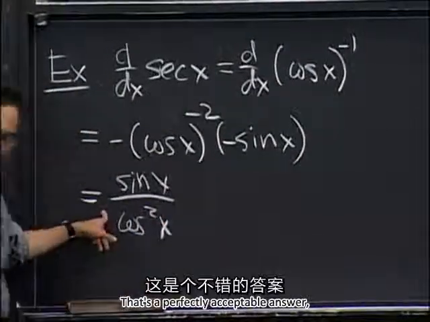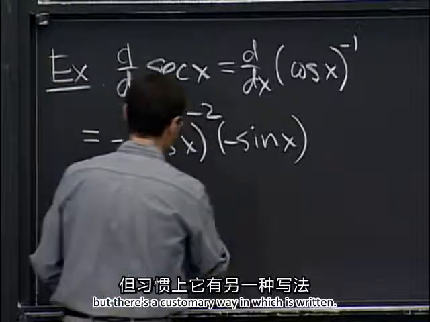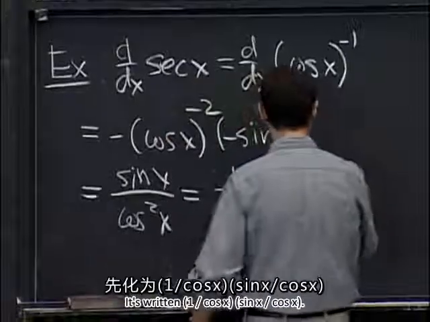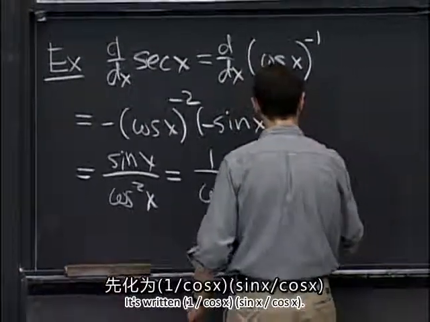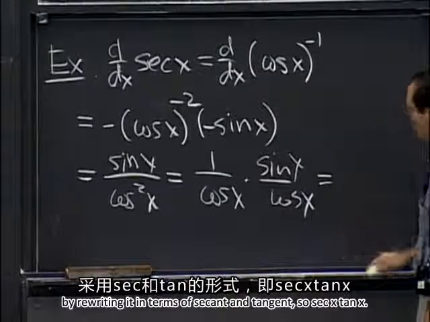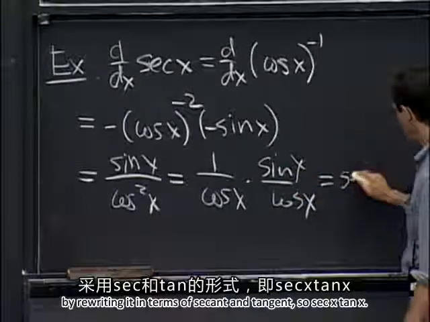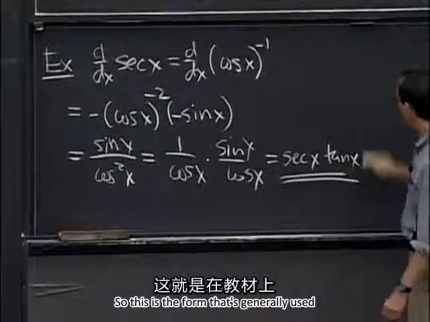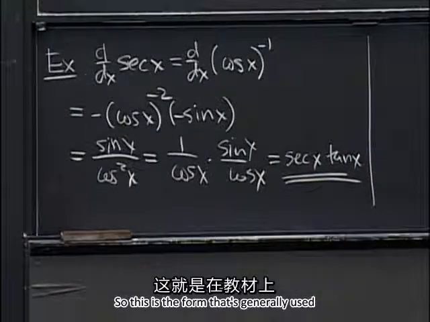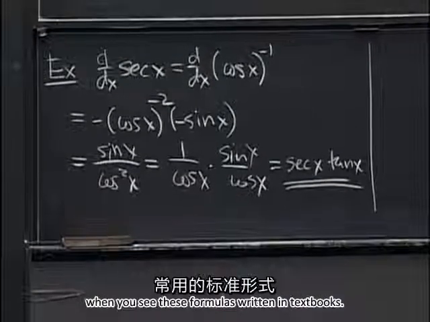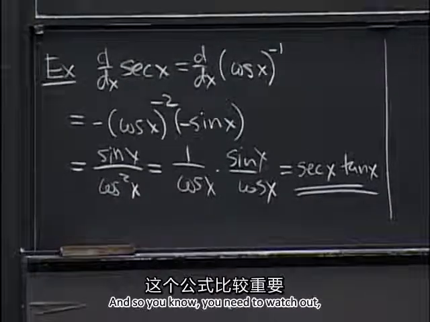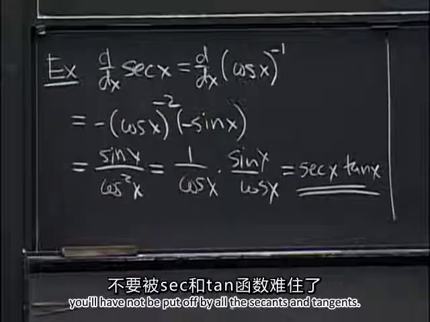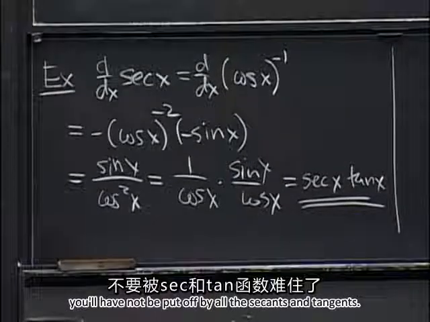That's a perfectly acceptable answer, but there's a customary way in which it's written. It's written 1 over cosine x times sine x over cosine x. And then we get rid of the denominators by rewriting it in terms of secant and tangent. So secant x tan x. This is the form that's generally used when you see these formulas written in textbooks. So you need to watch out, because if you ever want to use this kind of calculus, you'll have to not be put off by all the secants and tangents.